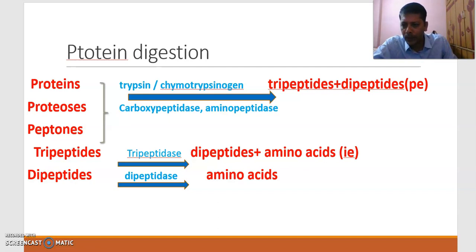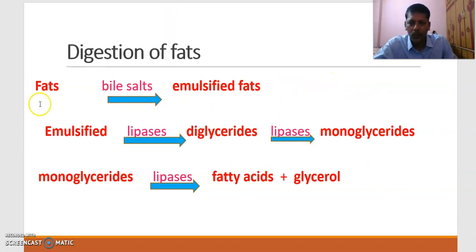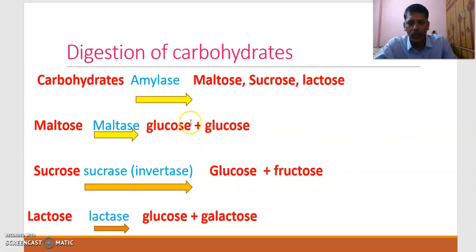Then after that, fats. Fats first undergo emulsification. Fats are converted to emulsified fats by the bile salts. The emulsified fats are converted to diglycerides by lipase. Now the diglycerides are converted to monoglycerides by lipase. The monoglycerides are converted to fatty acids and glycerol also by lipase. Finally, the fatty acids and glycerol are formed at the end of fat digestion. Next one, digestion of carbohydrate. The carbohydrates are converted to maltose, sucrose, lactose by pancreatic amylase. Now the disaccharides called maltose, sucrose, lactose are converted to monosaccharides by disaccharidases.